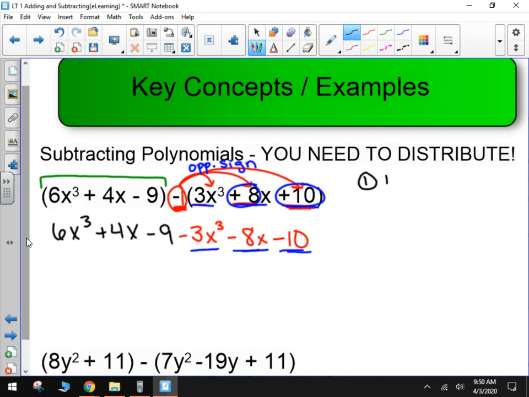So the first step: the last polynomial needs opposite signs. The second step is combining like terms.